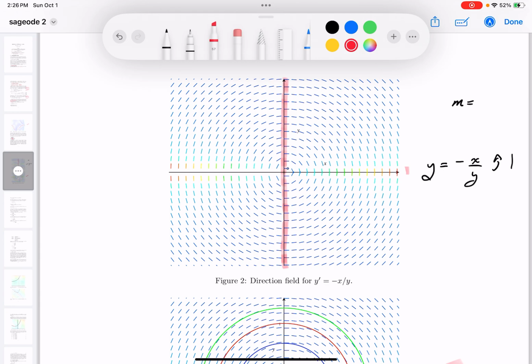Now, if you went to the second quadrant, what are you looking at over there? All the slopes are positive. And why is that? Well, x would be negative, y would be negative, x would be positive there. You've got a negative coefficient on it. And again, you look around, you see that, right?